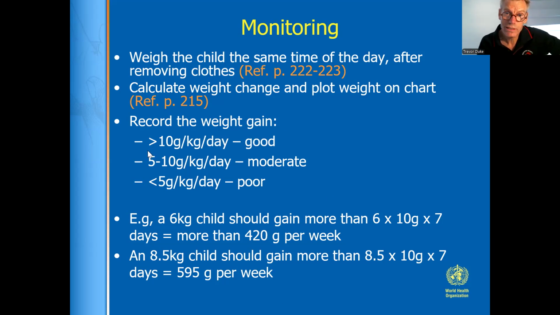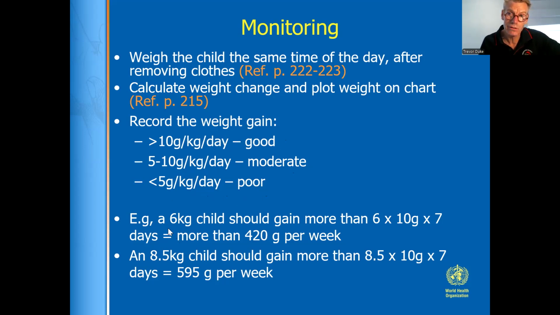And record his weight gain. If a child's gaining more than 10 grams per kilogram per day, that's good. That's considered good weight gain. Moderate weight gain is 5 to 10 grams per kilo per day. And poor weight gain is less than 5 grams per kilo per day. Something's going wrong. Something's not right if a child's only got moderate or poor weight gain. And you should be aiming for more than 10 grams per kilo per day.